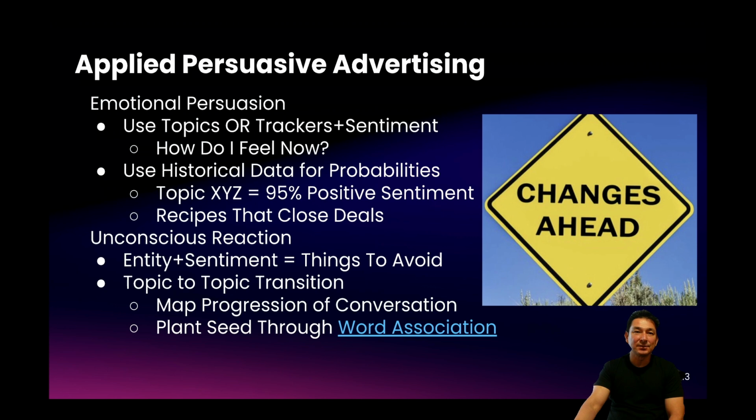You could also use topics and entities with sentiment analysis for things to avoid. Likewise, if you know the transition probability from topic to topic, you could map the progression of a conversation. And if you need to steer a conversation in a given direction, you could use word association like in the previous slide to direct or guide the conversation.